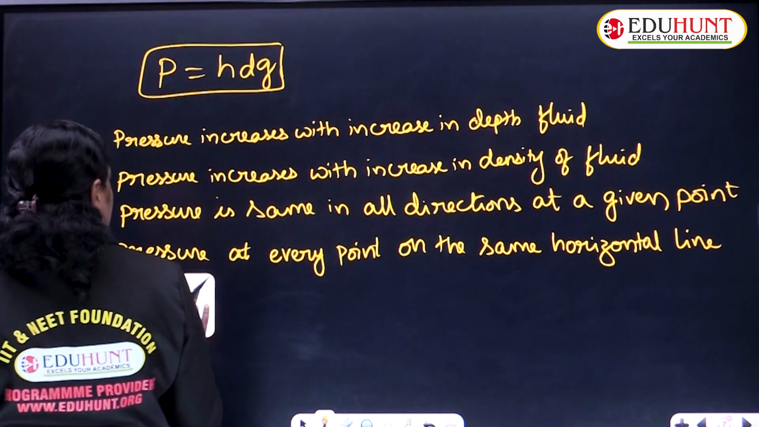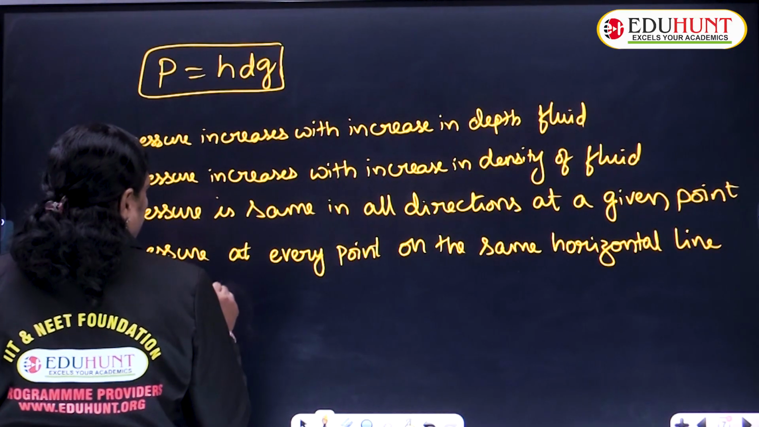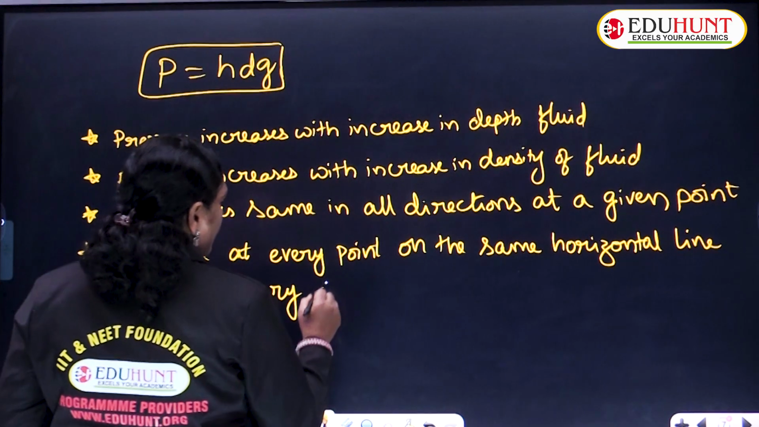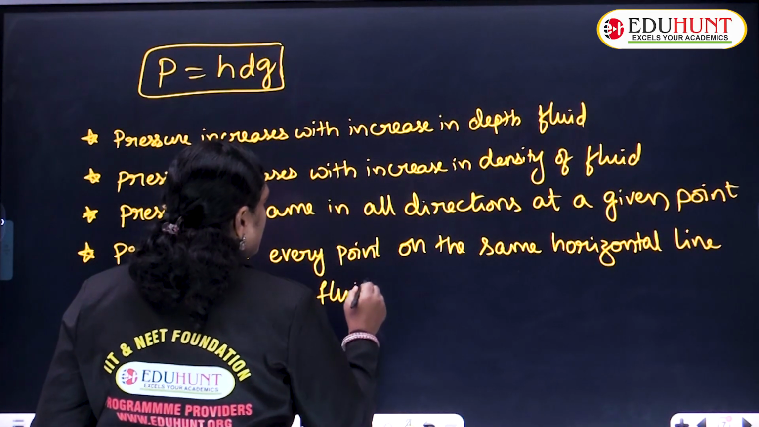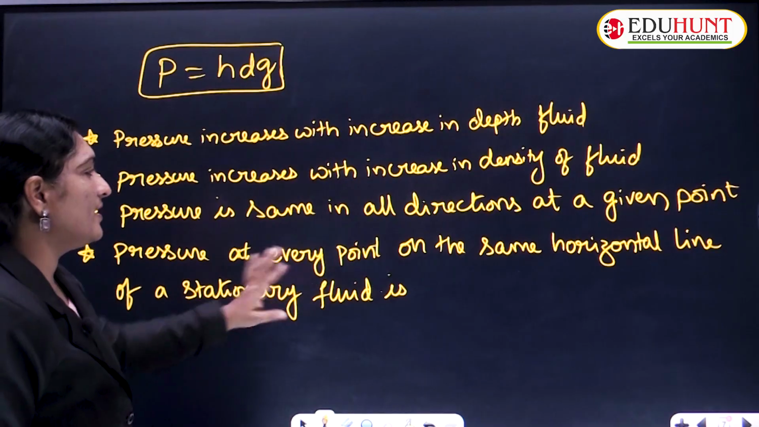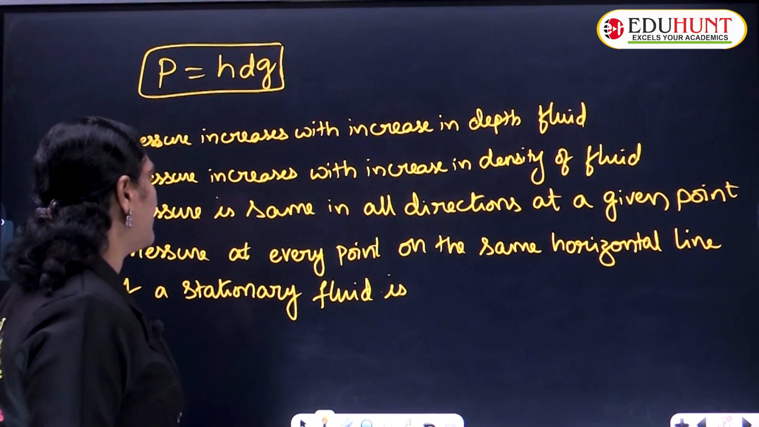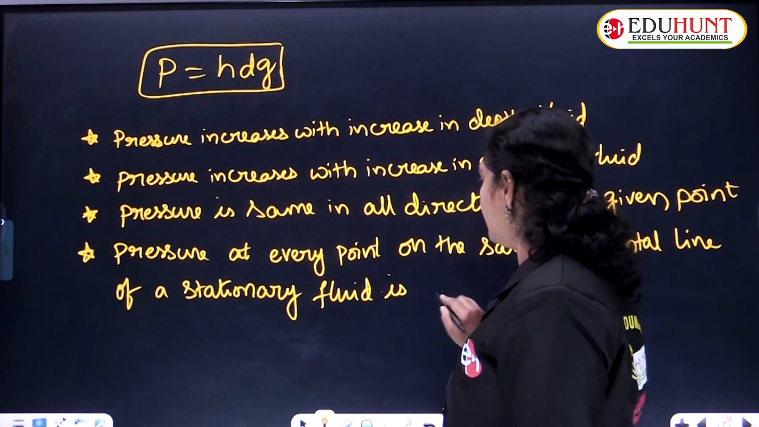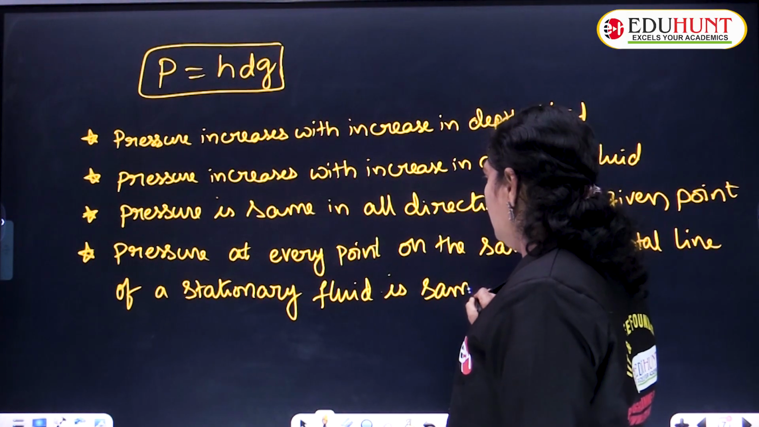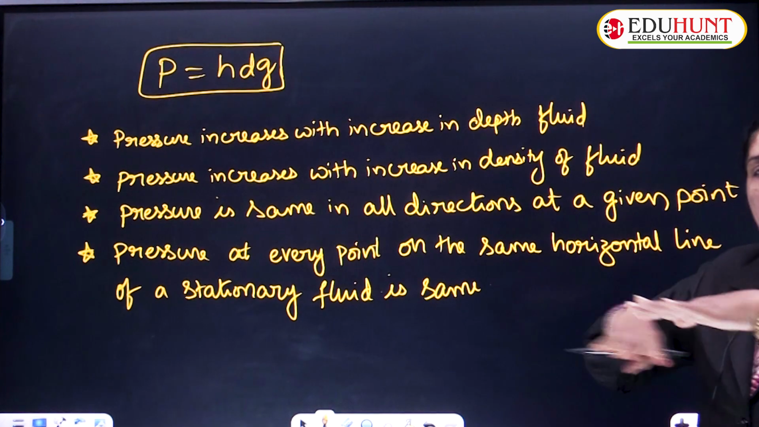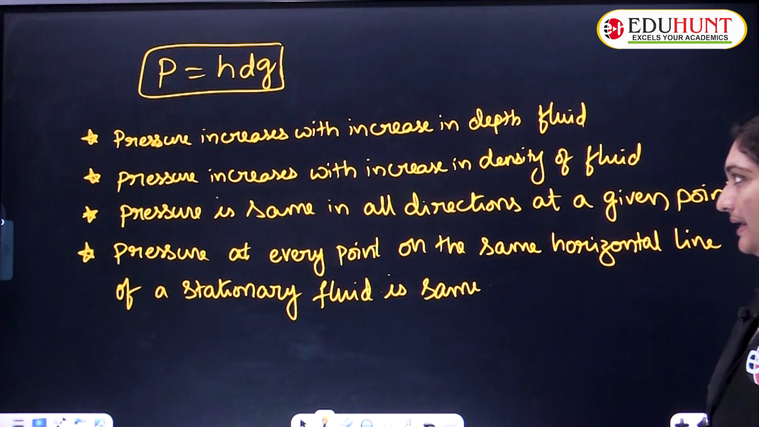So of a stationary fluid, rest condition, static condition, stationary condition is same. So pressure at every point on the same horizontal line of a stationary fluid always remains the same. Same horizontal line means the same amount of pressure will be there.